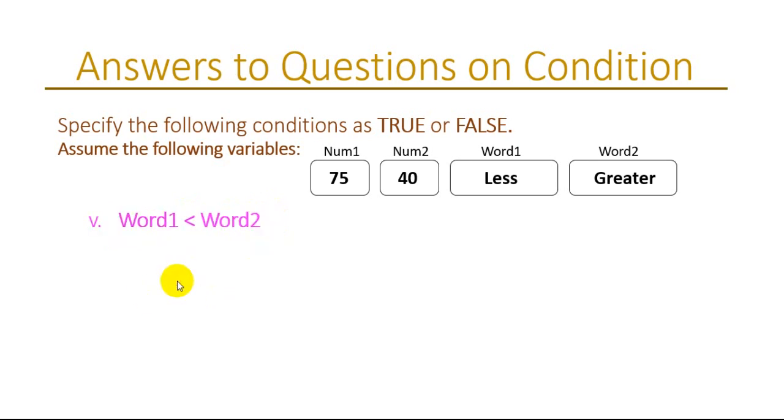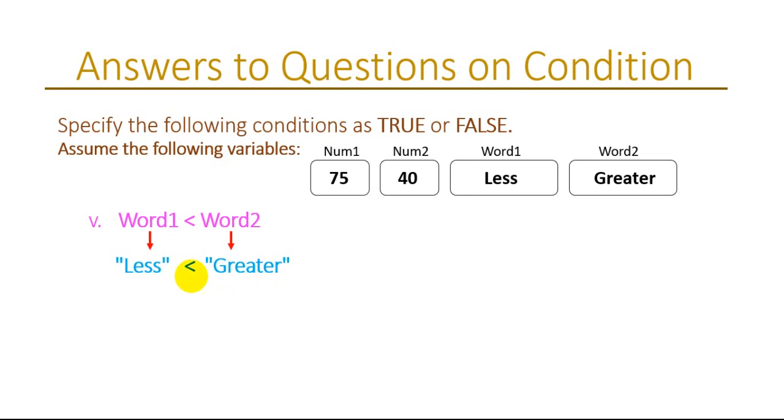True. Next. WORD1 less than WORD2. Now here there is no double quotes. So we are referring to this variable and this variable. Let's replace that. WORD1 is what? WORD1 is the word LESS. So we are referring to LESS in this case. Under this assumption, WORD2 is the word GREATER. Okay, so we have the less than operator. So LESS less than GREATER. Now don't look at the meaning.